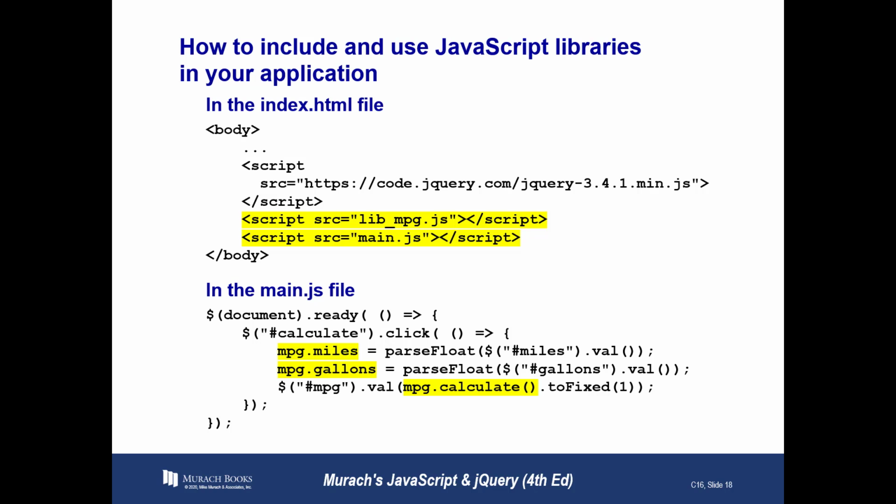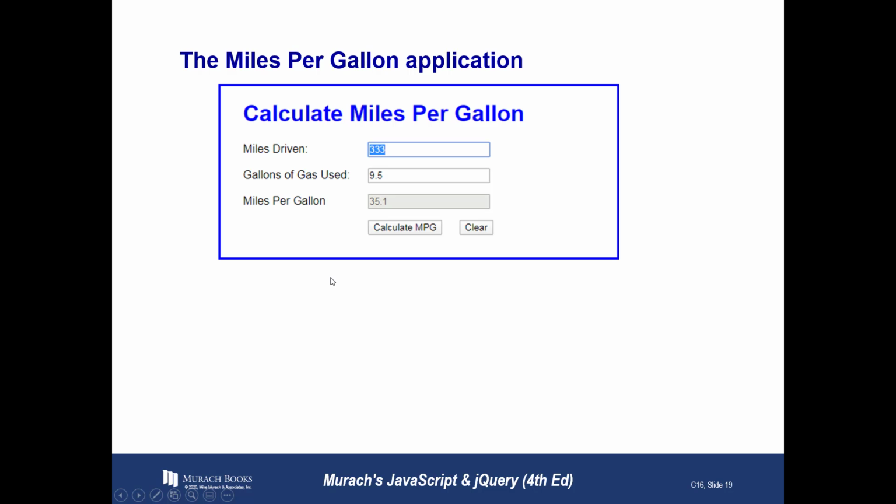So notice in here that in the body of our HTML, we can now include this library file. So we've got jQuery, followed by our library file, followed by our own individual file. And what are we doing in main? Well, mpg.miles and mpg.gallons, it's getting from here. mpg.calculate, it's getting from here. All right. And you can see the result here.